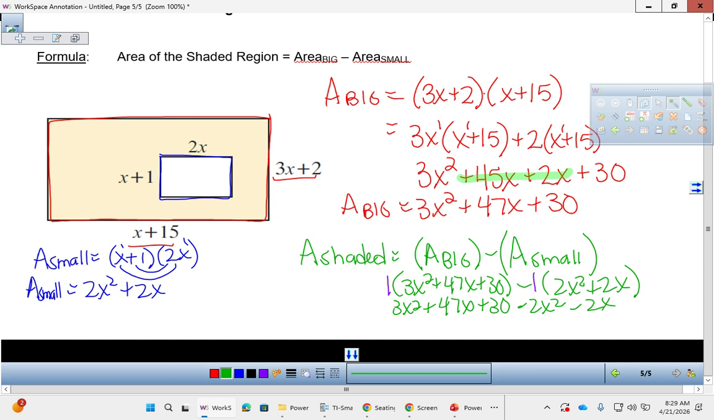And then from here, I'm going to combine like terms. So I've got 3x squared and negative 2x squared. And I've got 47x and negative 2x. So the area of the shaded region ends up being 3 minus 2 is 1, so x squared. 47 minus 2 is positive 45, and then I'll keep the x, and then plus 30. So the area of the shaded region is this new formula.